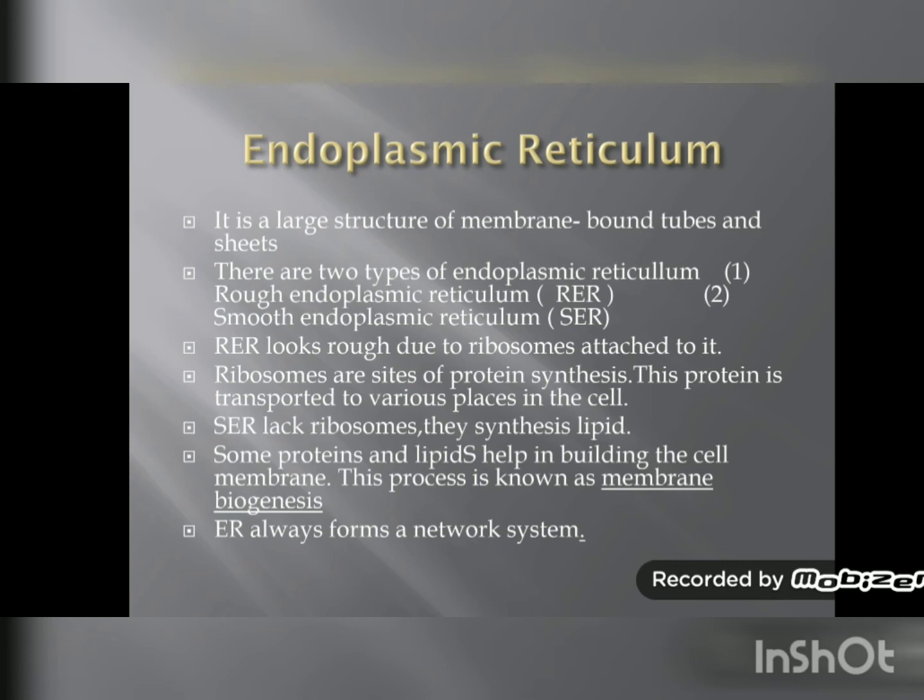Rough endoplasmic reticulum is called rough due to ribosomes attached to it. Ribosomes are responsible for the synthesis of protein in the ER. The protein is transported to various places in the cell. Smooth endoplasmic reticulum synthesizes lipids. On smooth endoplasmic reticulum, ribosomes are not present. Some proteins and lipids help in building the cell membrane, and this process is known as membrane biogenesis. Endoplasmic reticulum always forms a network system.